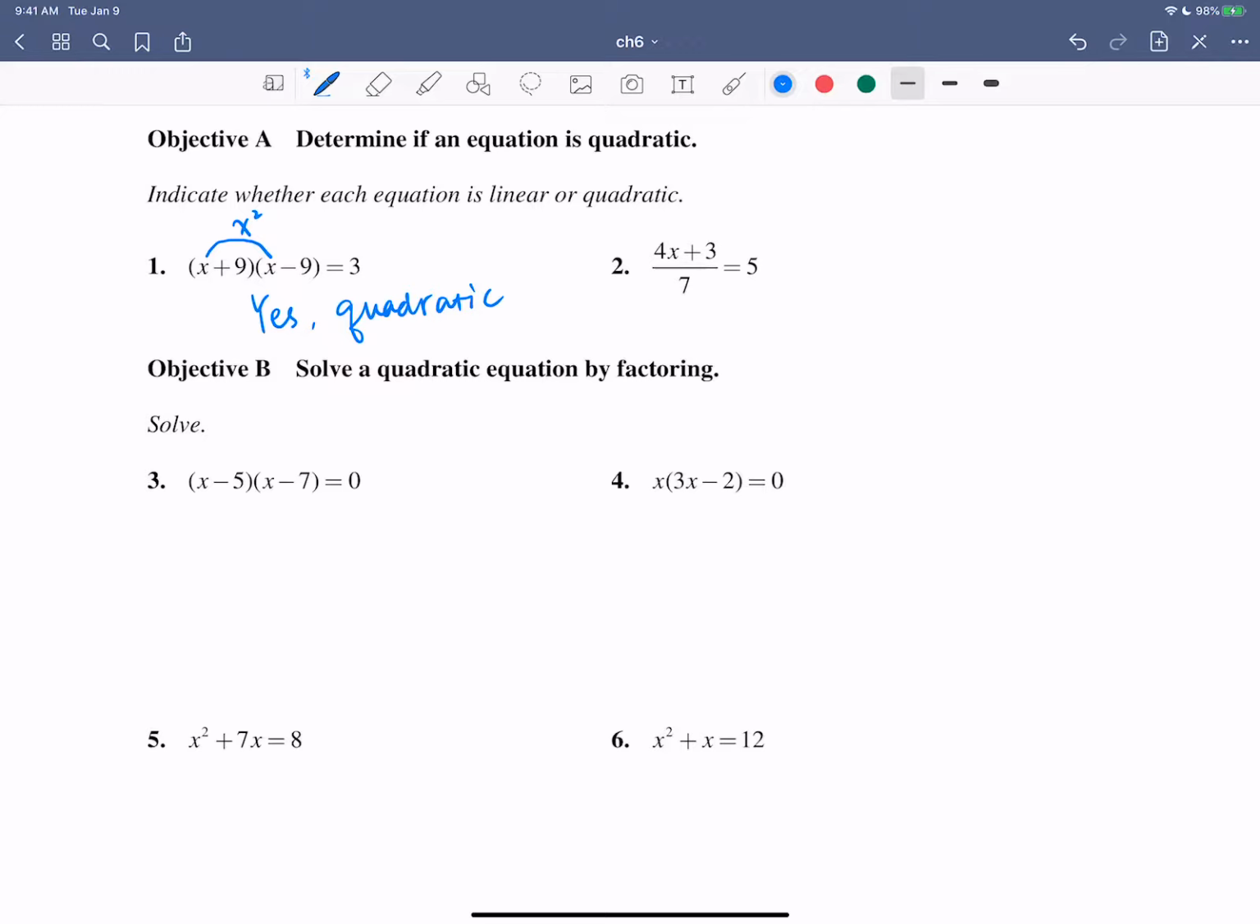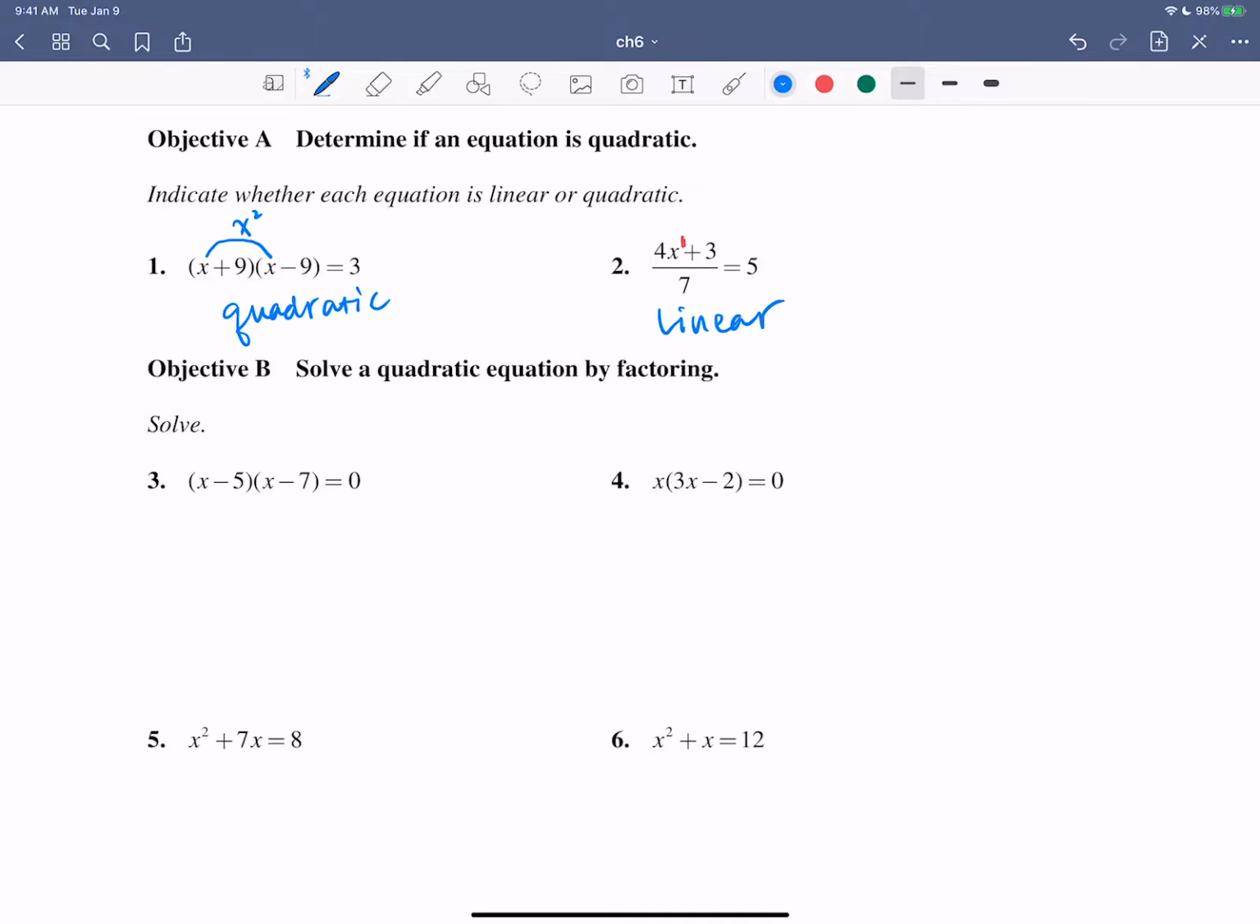Since we're here, let's just look at number 2 at the same time. Number 2 says 4x plus 3 divided by 7 equals 5. If you check the highest degree of your variable, it's going to be 1. So apparently, this is a linear equation. Actually, it's not a yes or no question. It's just asking whether it's quadratic or linear. So number 1 is quadratic and number 2 is linear.